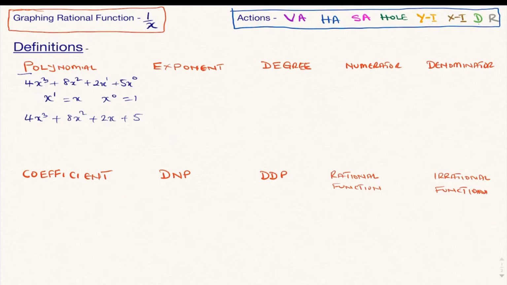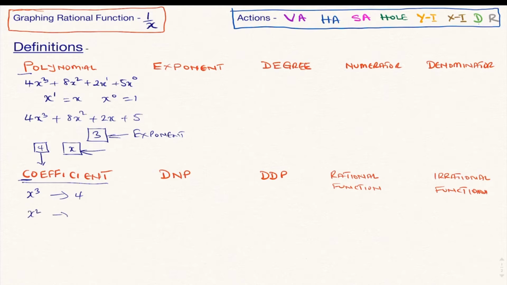Each term in a polynomial has 3 parts. The first part is a coefficient, the second part is the base, the x variable, and the third part is the exponent, the power or index. Let's look at x cubed. So x cubed in this polynomial has a coefficient of 4. What about x squared? That has a coefficient of 8. X to power 1 has a coefficient of 2, where x to power 0 has a coefficient of 5.